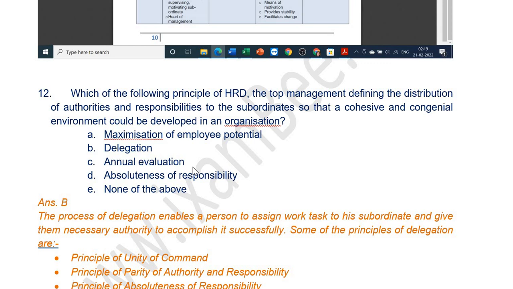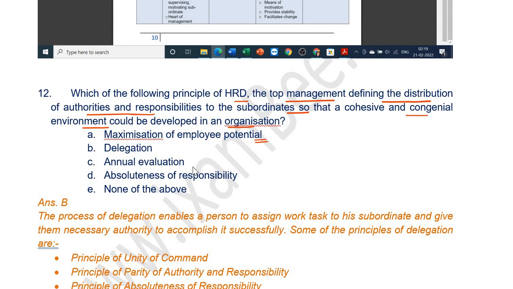This was a little complicated or twisted question that was asked in relation to HRD principles. Which HRD principle are we referring to when the top management is defining the distribution of authorities and responsibilities to the subordinates, so that a cohesive and congenial environment could be developed in an organization? Now, many students have mentioned this as maximization of employee potential. However, when I am teaching management, I always keep telling you to look for certain keywords.